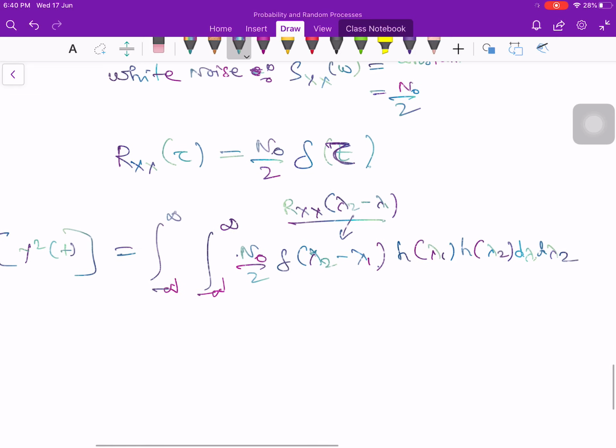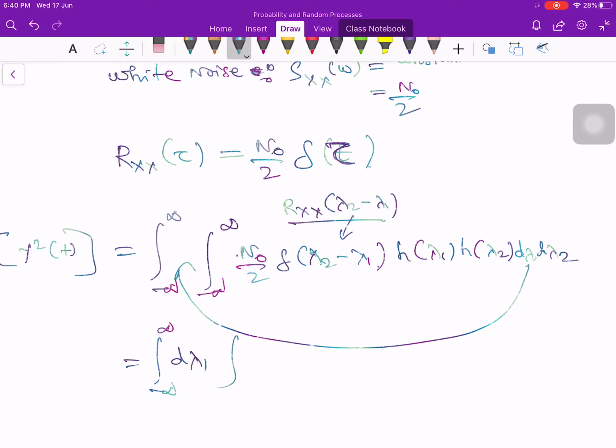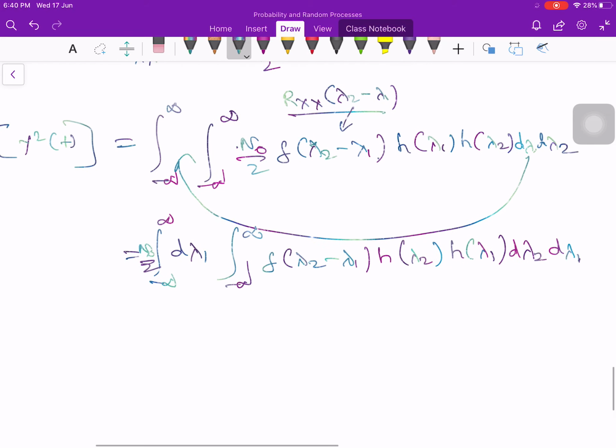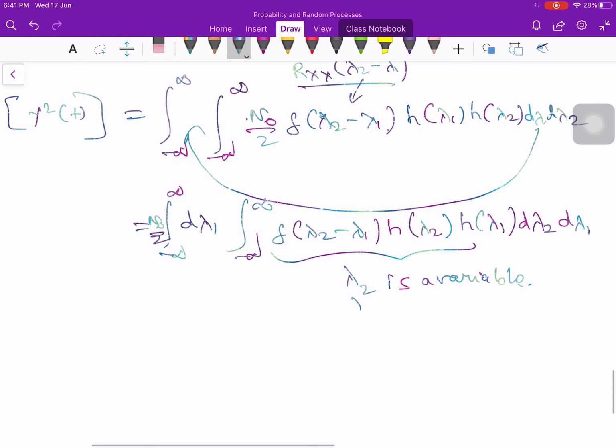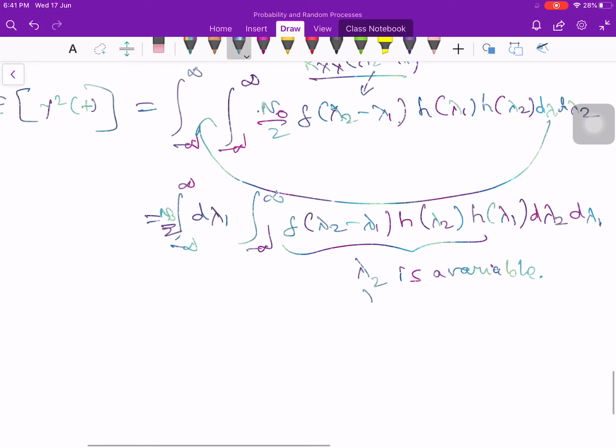Now I play the usual trick, bring this lambda 1 here, d lambda 1, let me do that integration at the last. Then n naught by 2 is constant, you can pull it out of the integration. Then del of lambda 2 minus lambda 1, h of lambda 2, h of lambda 1, d lambda 2, d lambda 1. Now maybe I can rearrange this. Lambda 2 is a variable. The integral exists only for lambda 2 equal to lambda 1 because of the impulse function.